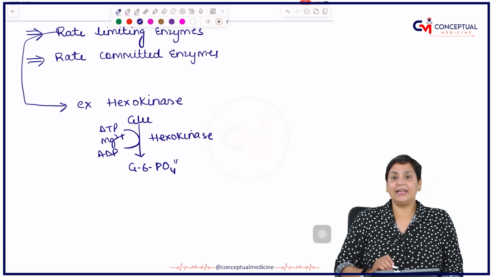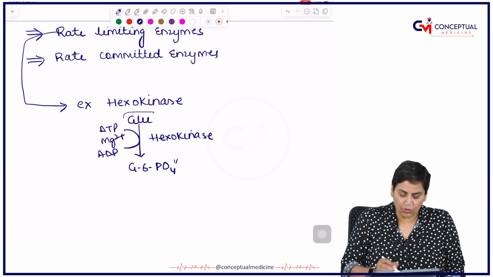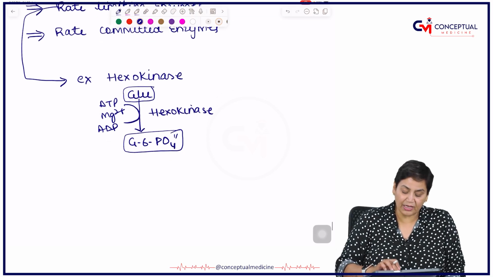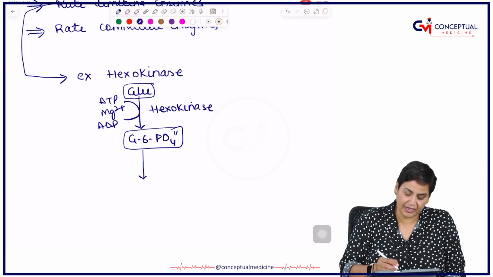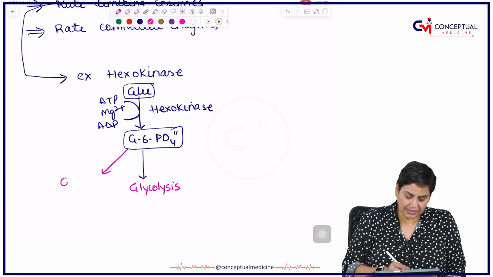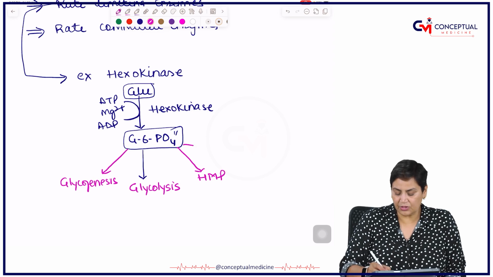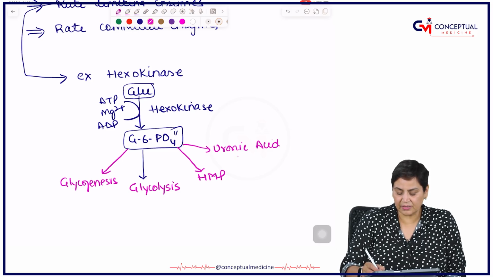Now see, this is a rate limiting reaction first of all. Why is it rate limiting? Because the moment glucose forms glucose 6-phosphate, it is not limited to glycolysis only. Glucose 6-phosphate has so many other fates, means it can enter glycolysis, it can enter glycogenesis, it can enter the HMP shunt, it can enter the uronic acid pathway. That means it is not committed to one process.